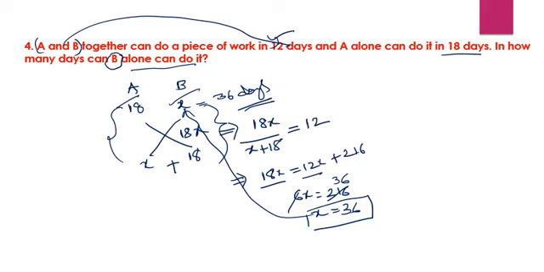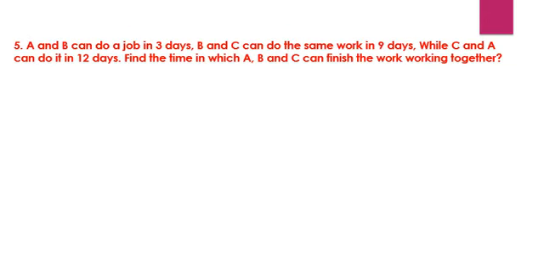So let us look at the fifth example. Here it is given that A and B can do a job in 3 days. B and C can do the same job in 9 days, while C and A can do it in 12 days. Find the time in which A, B, C working together can finish the work. So write it here: instead of A, write A plus B, B plus C and C plus A.